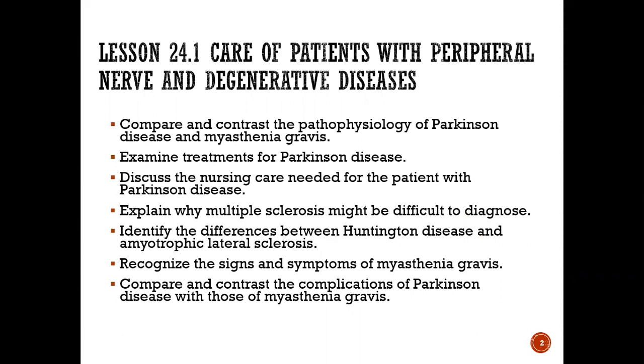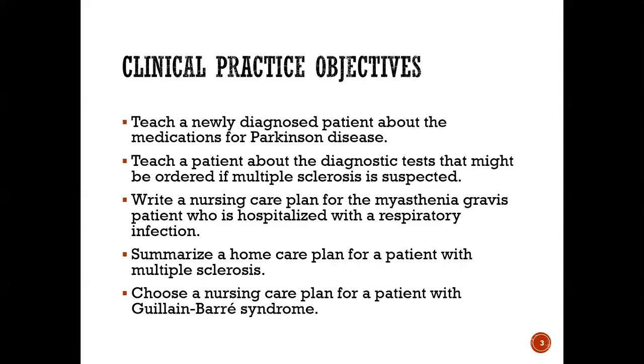Explain why multiple sclerosis might be difficult to diagnose. Identify the differences between Huntington disease and amyotrophic lateral sclerosis, or ALS. Recognize the signs and symptoms of myasthenia gravis. Compare and contrast the complications of Parkinson's disease with those of myasthenia gravis.